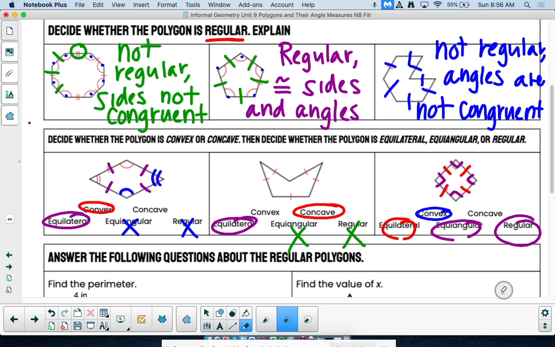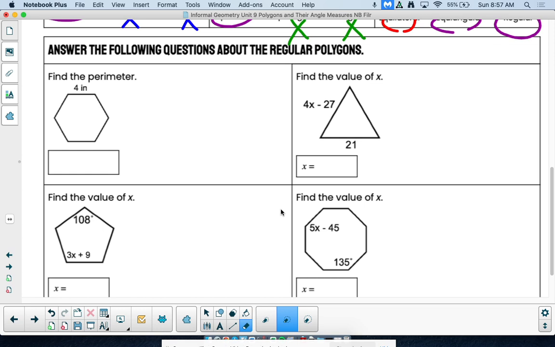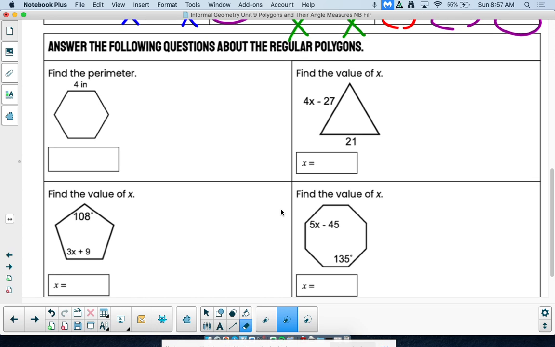And then as always, we always like to finish off with a little bit of algebra because it's our favorite. And it says, answer the following questions about the regular polygon. So they're telling us that these are regular polygons. So it says, find the perimeter. Well, now remember, folks, perimeter is if you were to walk all the way around your shape, how far would you go? So if we walk all the way around that hexagon, how far would we go? Well, since it's regular, if this side's 4, all of our other sides are 4 inches.